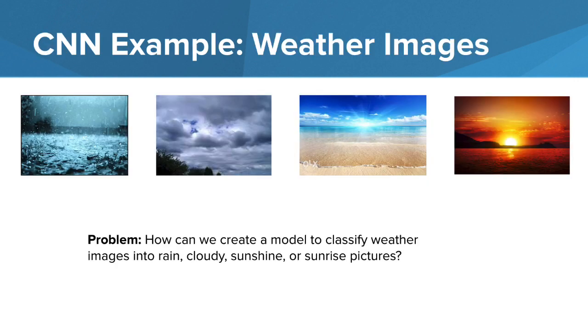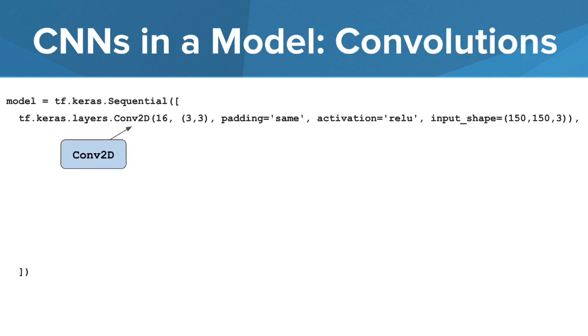So let's take a look at how we're going to apply this in TensorFlow. For this example, you're going to work through weather images to classify them as either rainy, cloudy, sunny, or a sunrise. You will feed a set of images into TensorFlow to make a model that can predict whether the image is rainy, cloudy, sunny, or sunrise. So how do we do this?